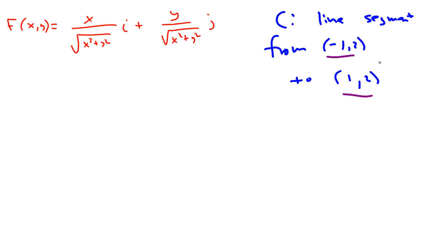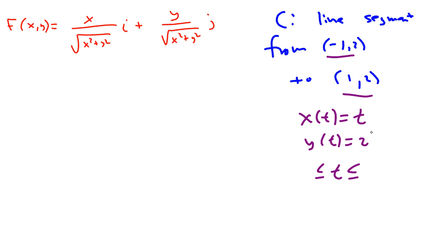You should notice that y is always 2 here for both points. So when we go to write our parameterization, x of t can just be t, and y of t is just 2. So you just need to set up what restraints you want to put on t. If we want to make sure that we can get from this point to this point, then t should go from -1 to 1. Just plug in the points.